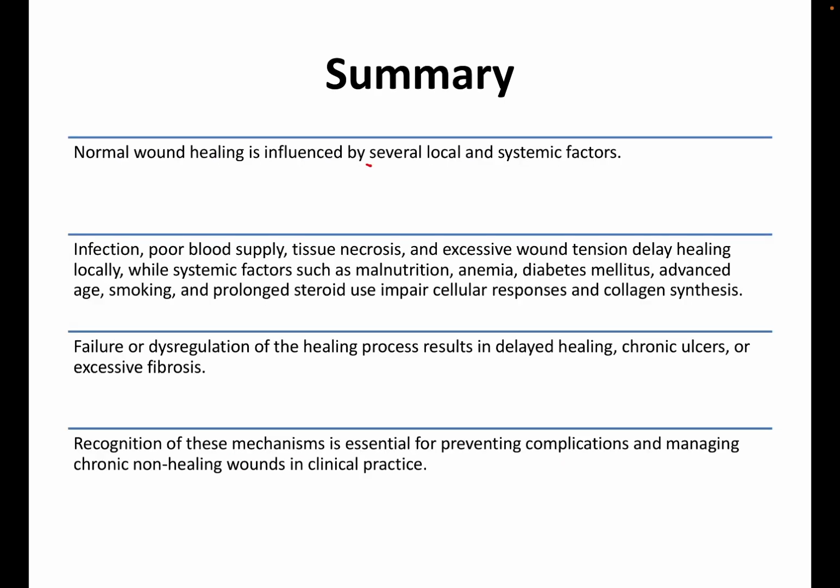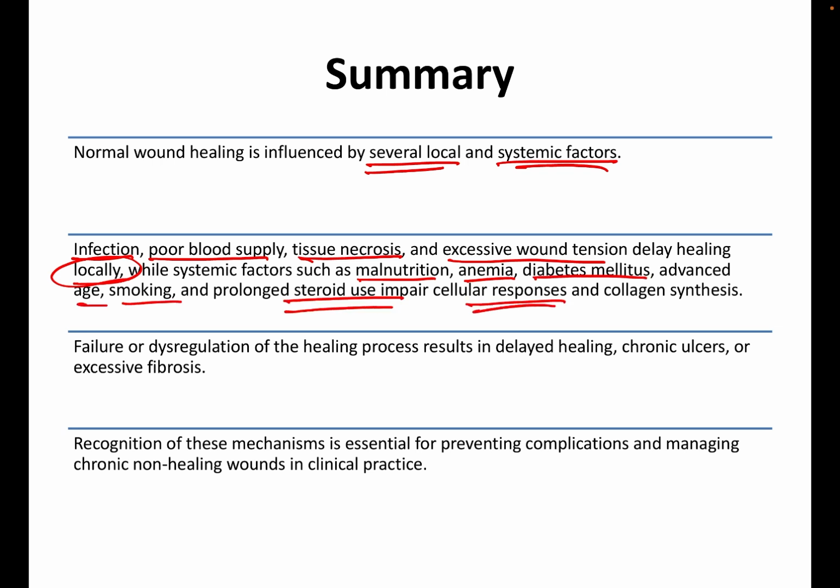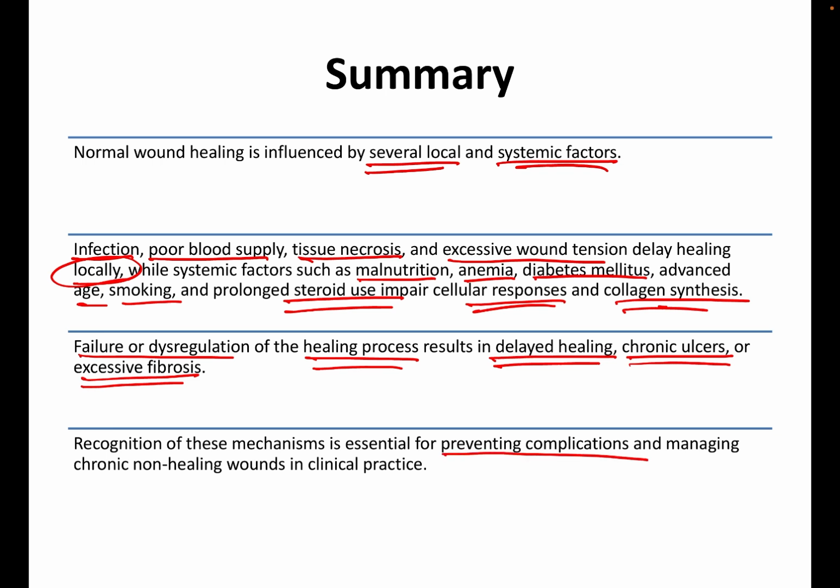Normal wound healing is influenced by several local and systemic factors. Infection, poor blood supply, tissue necrosis and excessive wound tension delay healing locally, while systemic factors like malnutrition, anemia, diabetes, advanced age, smoking and prolonged steroid use impair cellular response and collagen synthesis. Dysregulation of this healing process results in delayed wound healing, chronic ulcers or excessive fibrosis. Recognition of these mechanisms is essential for preventing complications and managing chronic non-healing wounds in clinical practice.